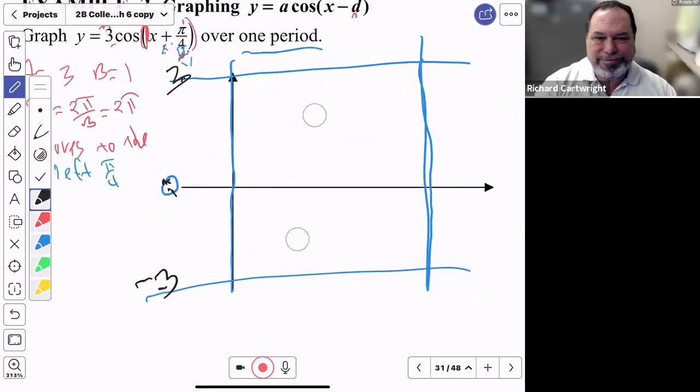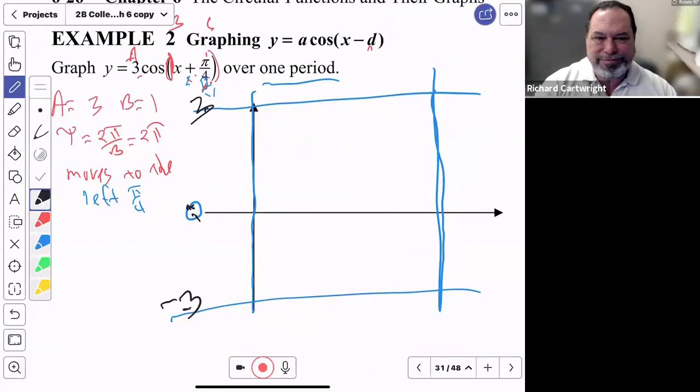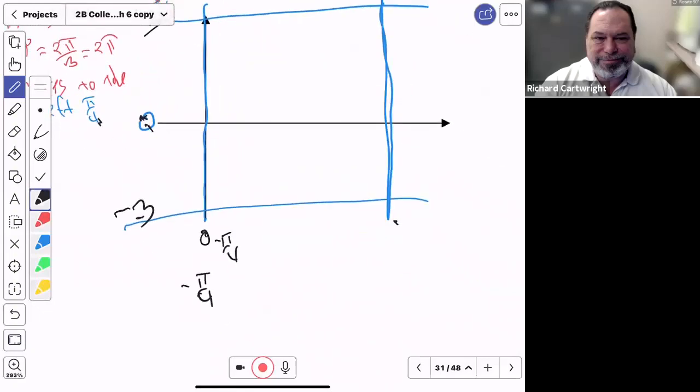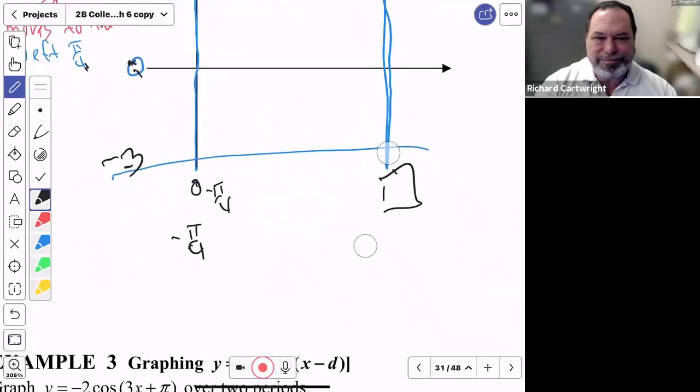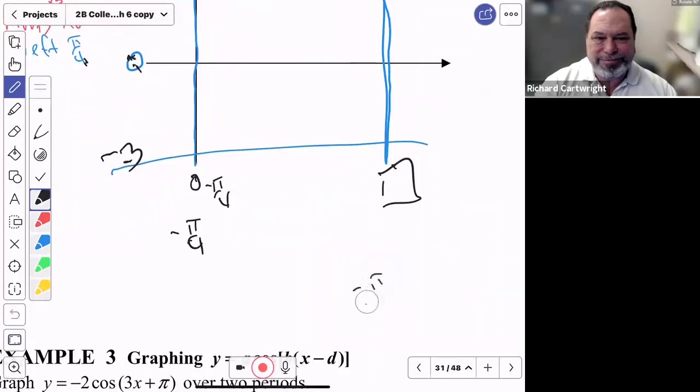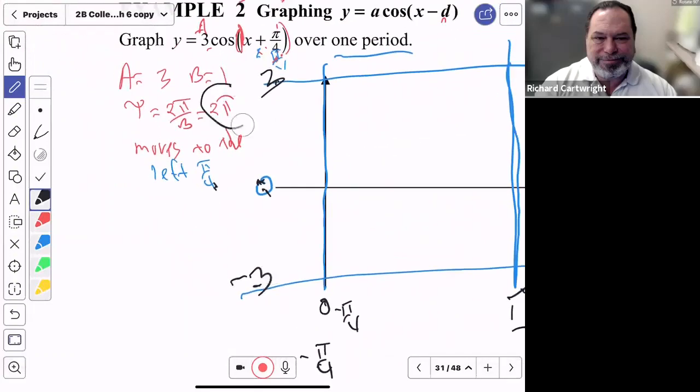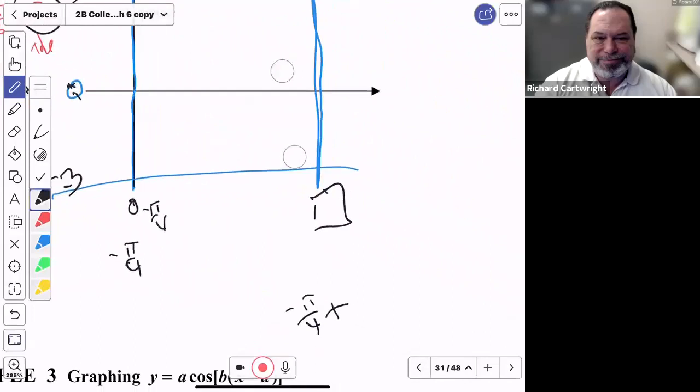And then my starting place, let's see. It doesn't start at 0. The 0 would have been here. But I'm shifting it to the left pi over 4. So it's not really a 0. It's 0 minus pi over 4, negative pi over 4, is where it starts. And where does it end? Remember the secret? You take where it starts, negative pi over 4, and you add the period. How long will it take to finish? 2 pi. So I have to take the negative pi over 4 and add it to 2 pi over 1.